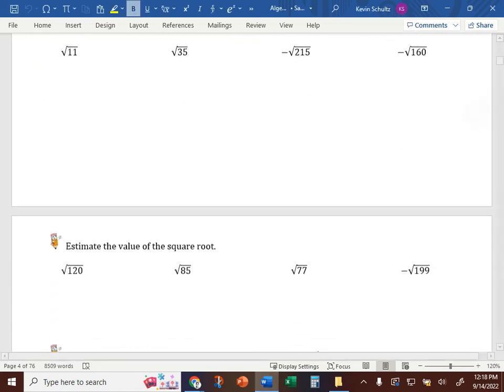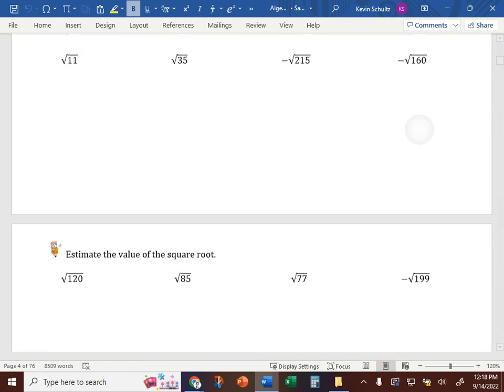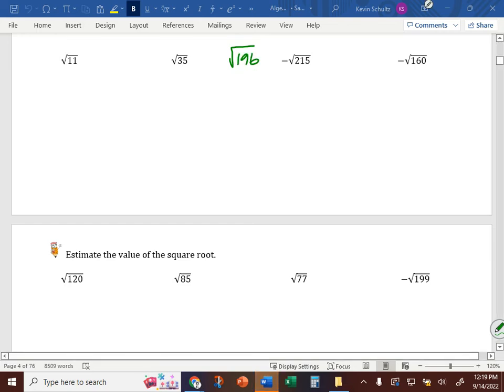The negative root of 215. What two perfect squares is 215 between? Blake, we're on this one now. Hold on. Save that thought. What two perfect squares is the root of 215 between? I'm ignoring this sign for now. I'm just going to apply it at the end. Okay, but yeah, Cade? The root of 196 and the root of 225.